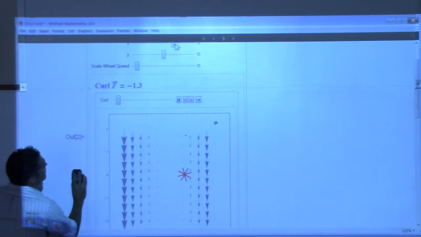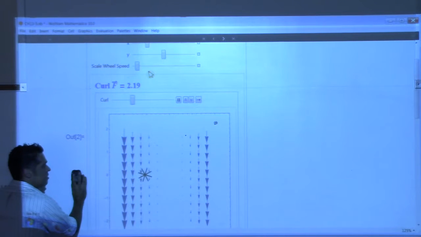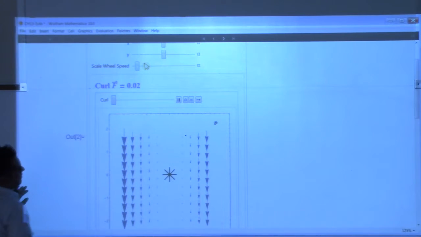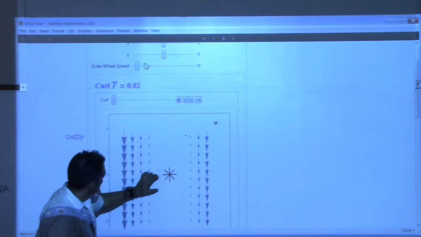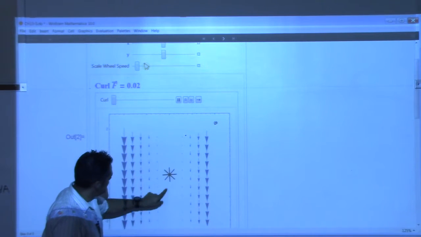If I move myself to the other side, then we're going to have counterclockwise rotation. And if I was right in the middle, I think it's right there, I have a tiny bit of curl there, right? Because I'm not quite in the center. I'm just barely turning. Can you all see it turning a little bit?